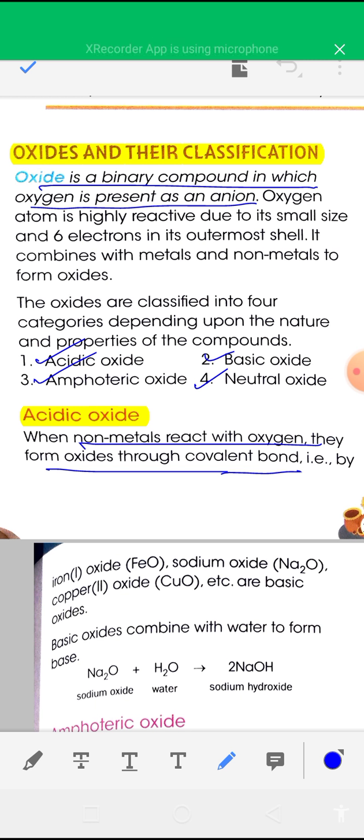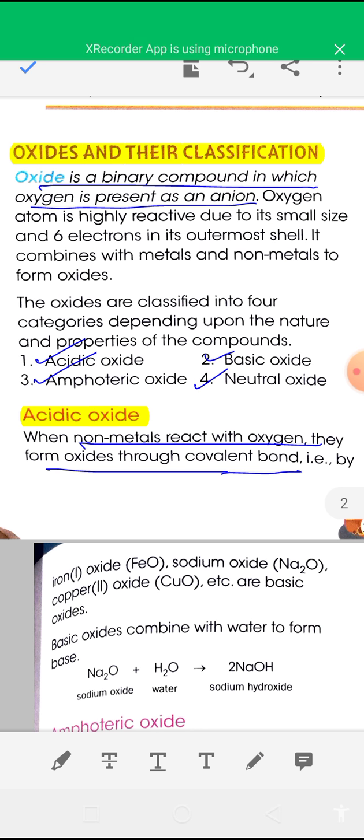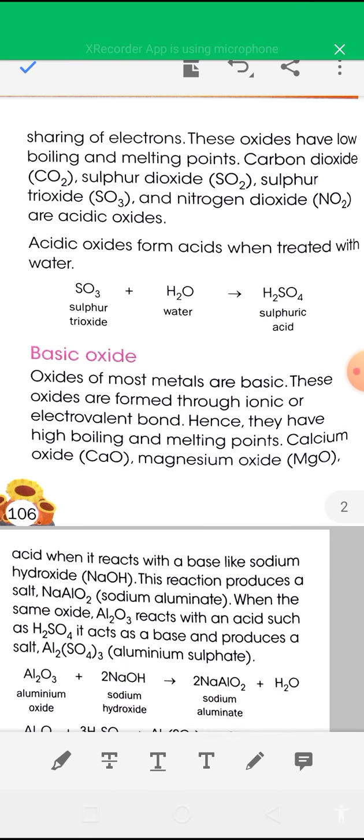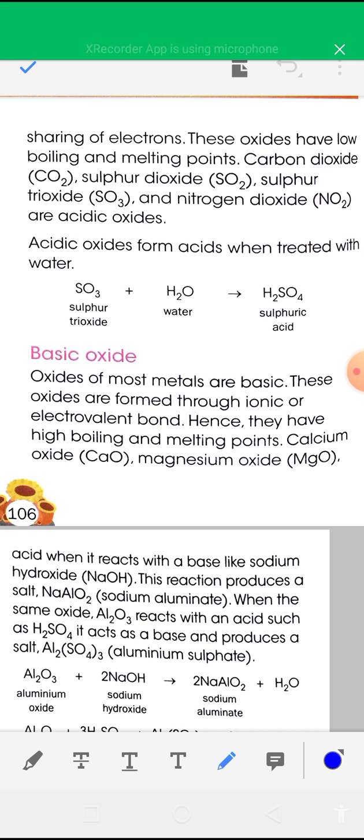So acidic oxide is formed by non-metals. When non-metals combine with oxygen through covalent bond, you will get acidic oxide. Examples of acidic oxide: carbon dioxide, sulfur dioxide, sulfur trioxide, nitrogen dioxide. All these non-metallic oxides are acidic oxides, and these acidic oxides are covalent compounds and have low boiling and melting points.